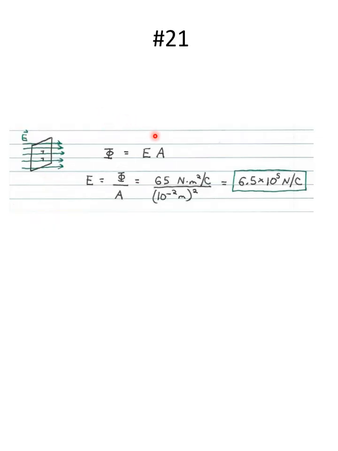Flux is electric field times area. We don't have to mess around with the integral or the dot product. It all simplifies with a uniform electric field just to this: electric field strength times the area. So the electric field is the flux divided by the area. So we have 65 Newton meters squared per coulomb divided by 10 to the negative 2 meters squared. That's the area. And we get 6.5 times 10 to the 5th newtons per coulomb.